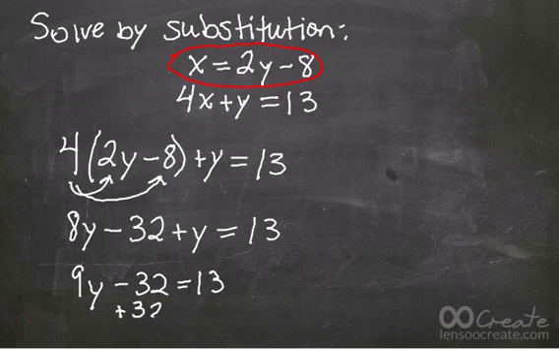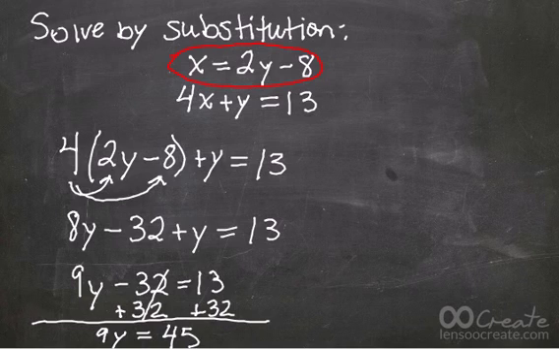Add 32 on both sides. Remember, we're not subtracting 9. I feel like a lot of you might want to subtract 9 from both sides, but 9 is being multiplied by y. So we're going to end up dividing by 9. Alright, so we have 9y equals 13 plus 32. That should be 45.